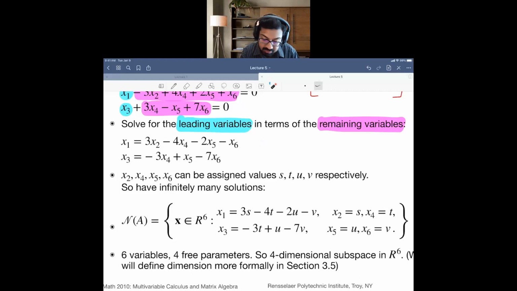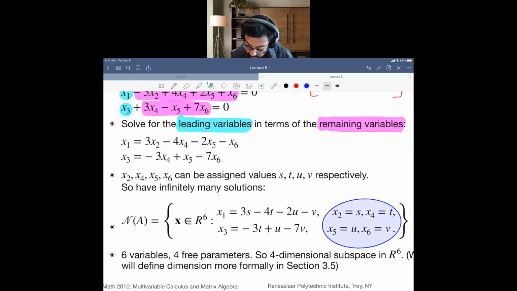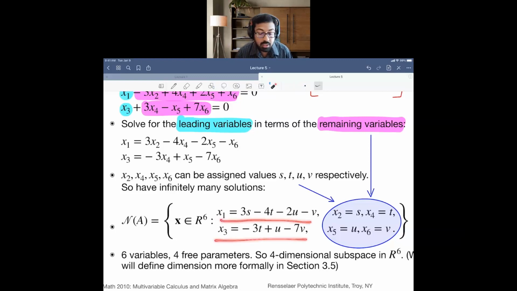So if you assume that all of these are my remaining variables for which I have assigned arbitrary constants, right? So these are my free variables there. And then based on that choice, I've got the solution for the leading variables. So x1 has to satisfy this and it has to satisfy this. So x1 is 3s minus 4t minus 2u minus v.